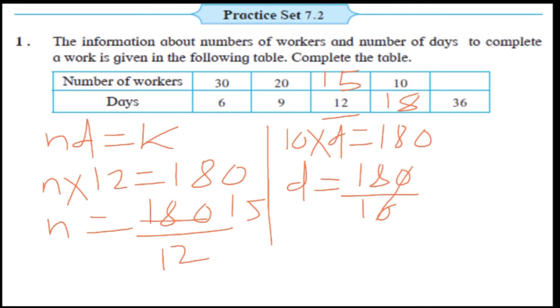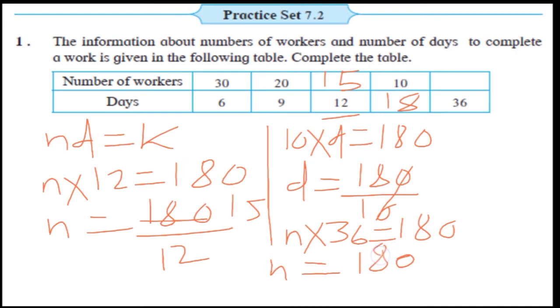Third example, D is 36. Then we have to calculate the value of N. N into 36 is equal to 180. Means N is equal to 180 upon 36. 18 1 is 18. 18 2 is 36. 18 0 0. 2 upon 10. 10 upon 2, and 10 upon 2 means 2 5 is 10. Value of N is 5. Here answer is 5.